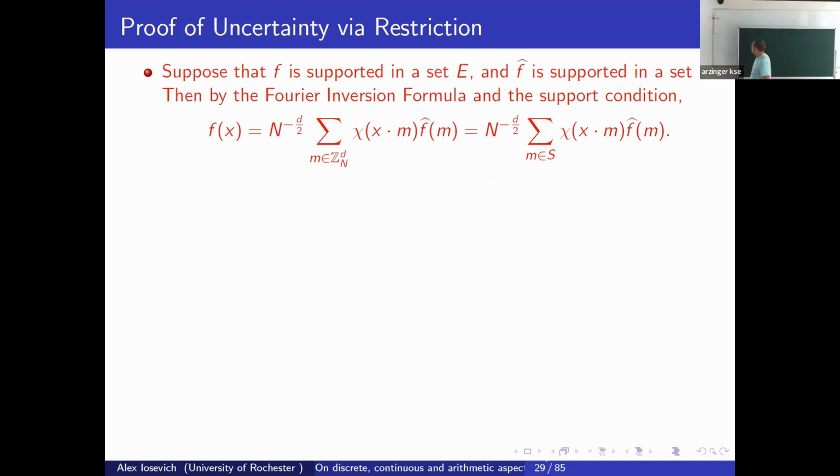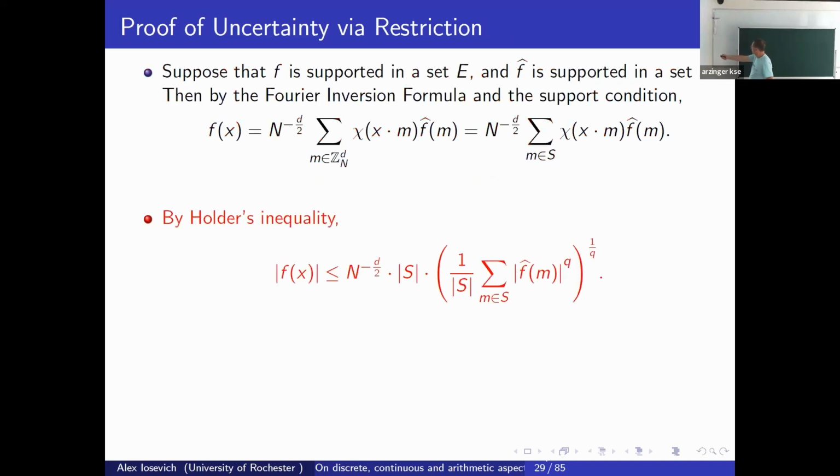All right, so let's prove this. All of these proofs, as you probably noticed, begin in the same way. We write F in terms of its Fourier transform. We restrict to S because by assumption, the Fourier transform is supported in S, okay? We apply Holder's inequality. You've seen this trick several times. So modulus of f of x is bounded by n to the minus d over 2, size of S, and then the normalized L^q norm. This makes sense?